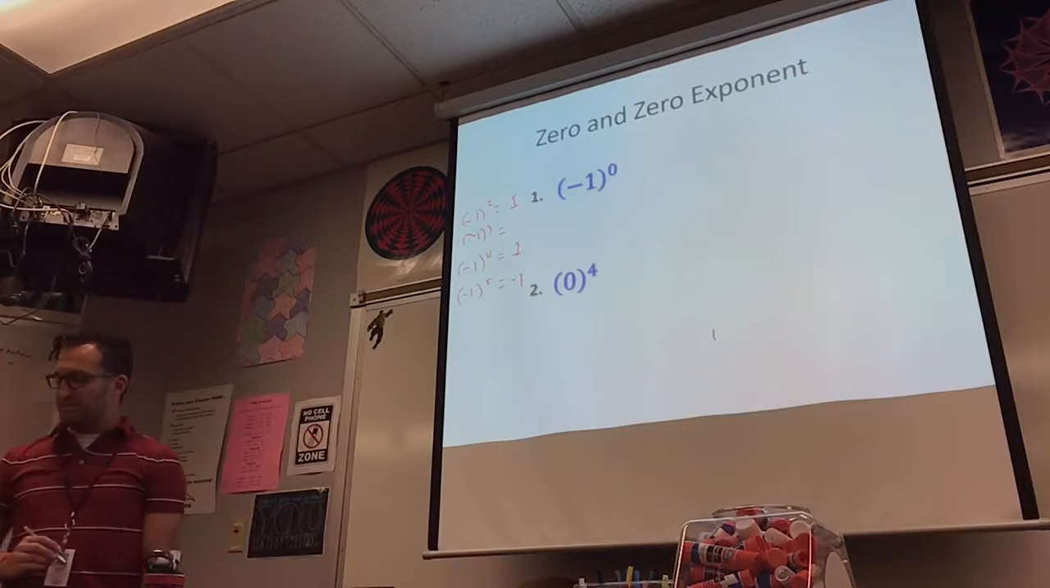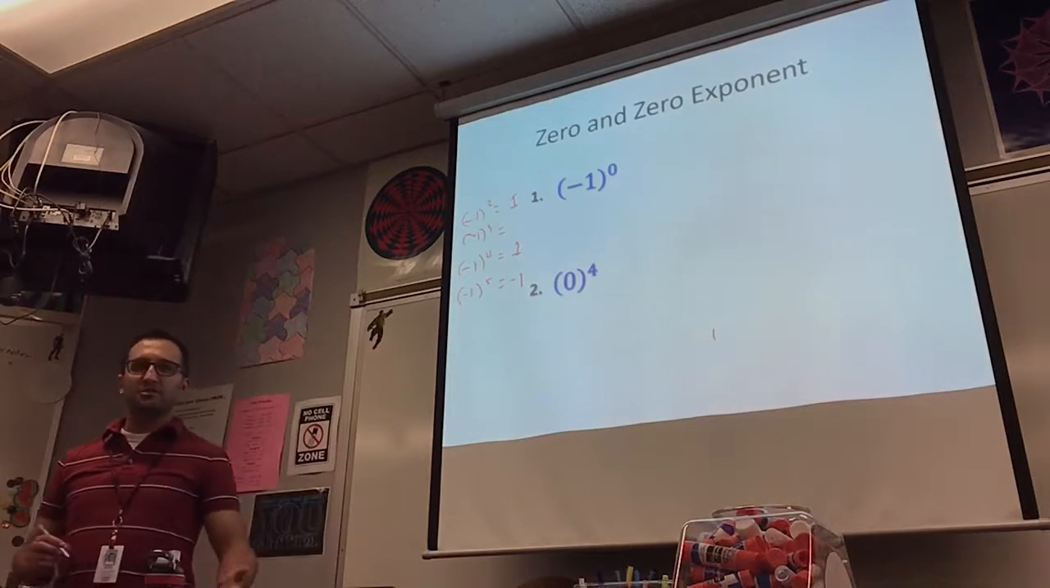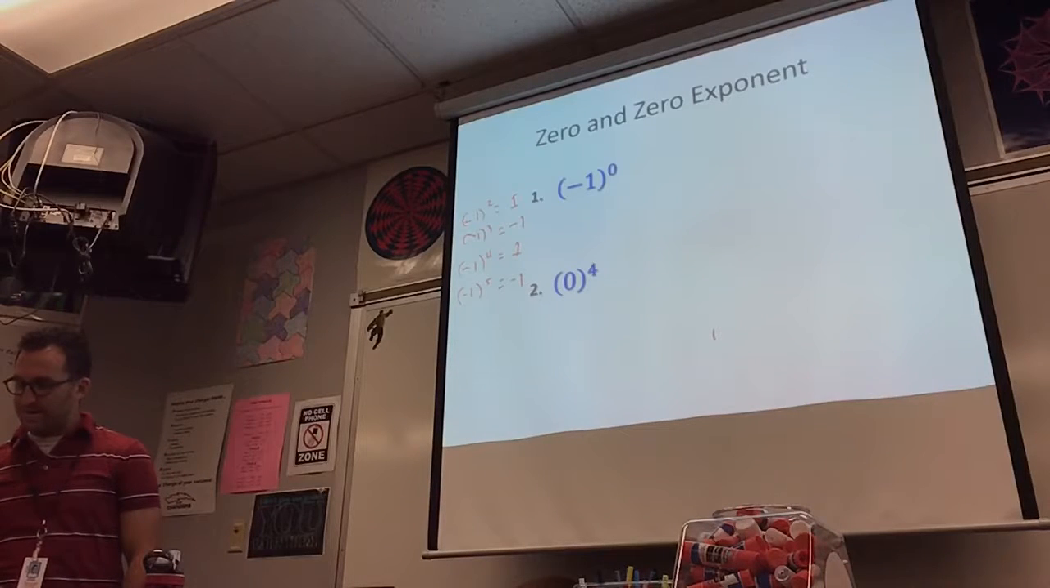So what's the answer going to be for that one? Negative 1 to the 3rd. Negative 1. All right, so what about negative 1 to the 1st? All right, what about negative 1 to the 6th? 1. So what about negative 1 to the 0?